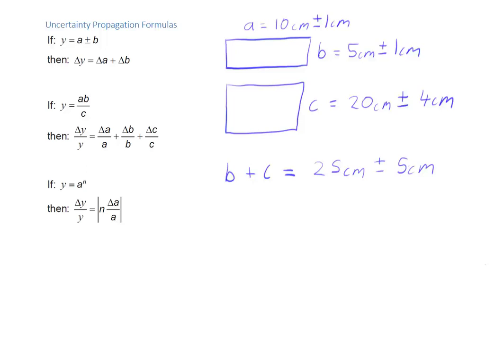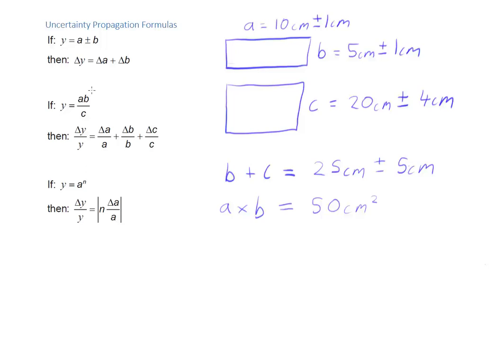Now let's imagine that I wanted to calculate the area of brick A. So this is the surface area facing towards us here. In this case, the area of the brick would be a times b. That would be 10 centimeters by 5 centimeters, which would be 50 square centimeters. But then the question is, how do I find the uncertainty?